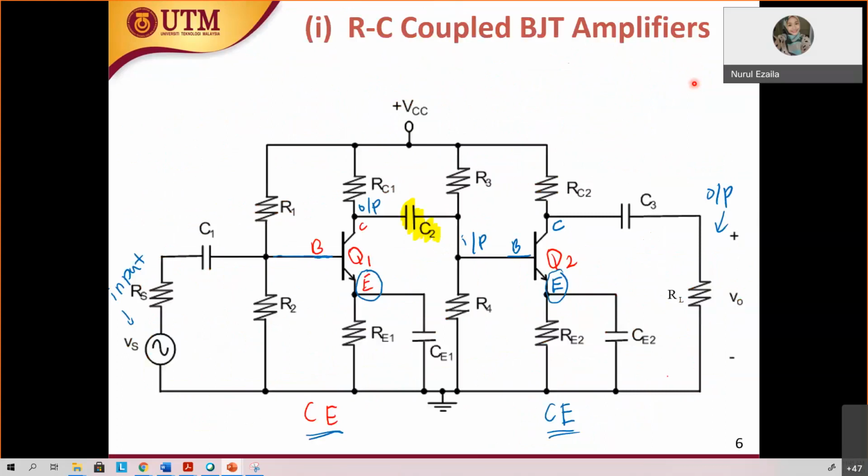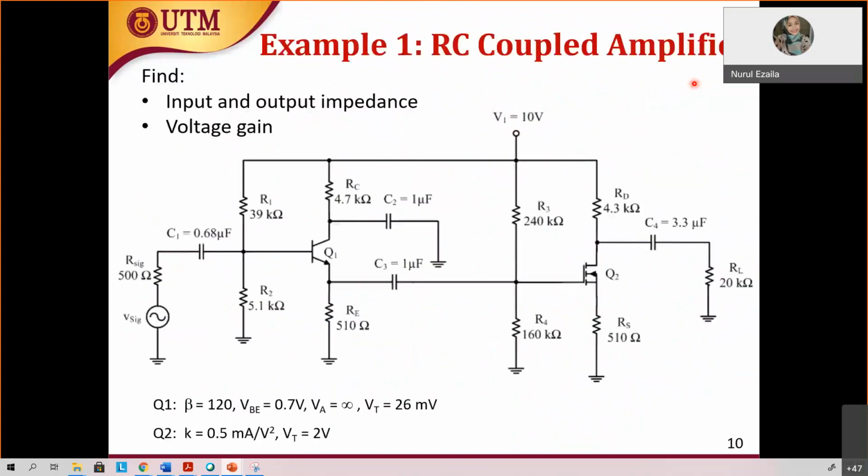So this is the RC coupling between common emitter and common emitter. This is example 1. We will do the next one together, but first I'll give you a take 5. You need to think: the first stage is what common, the second stage is what common. Can you do it? 5 minutes. Is that okay? All right. 5 minutes, stage 1 which common, stage 2 which common.